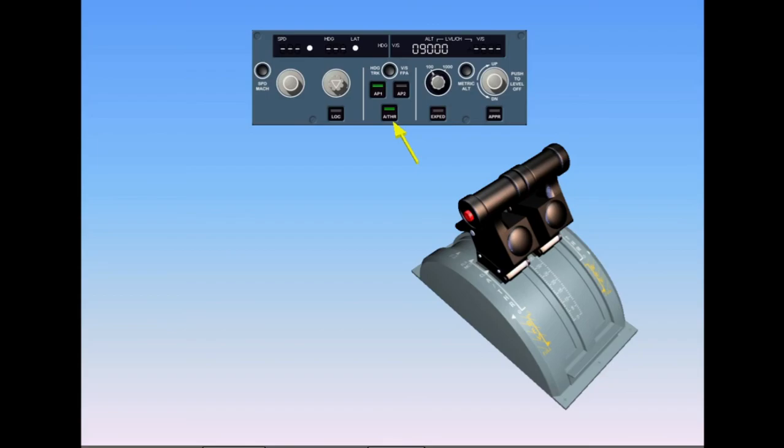Note, you can disconnect the autothrottle by pressing the autothrottle push button on the FCU, flight control unit. However, this is not the standard recommended procedure.